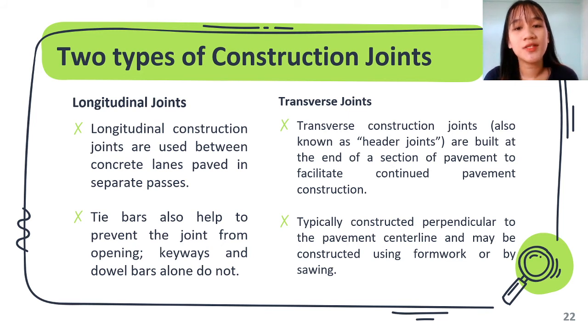Transverse construction joints, also known as header joints, are built at the end of a section of pavement to facilitate continued pavement construction. They are typically constructed perpendicular to the pavement center line and may be constructed using formwork or by sawing.